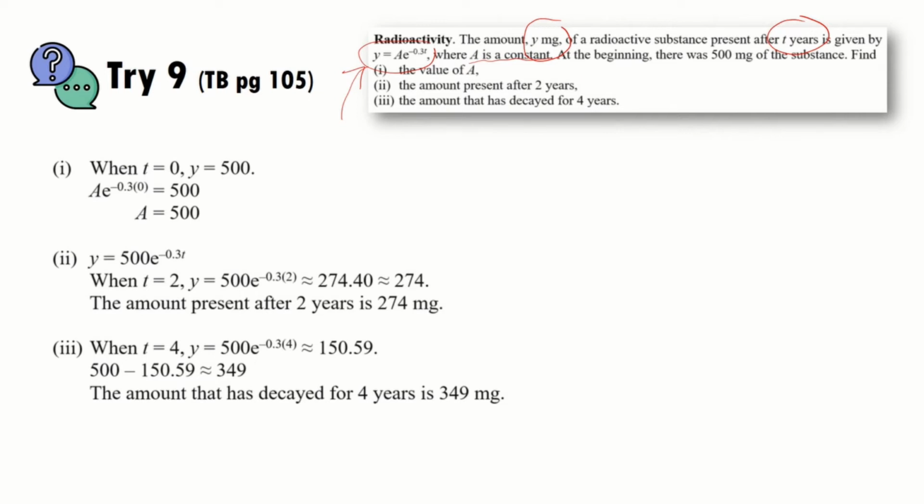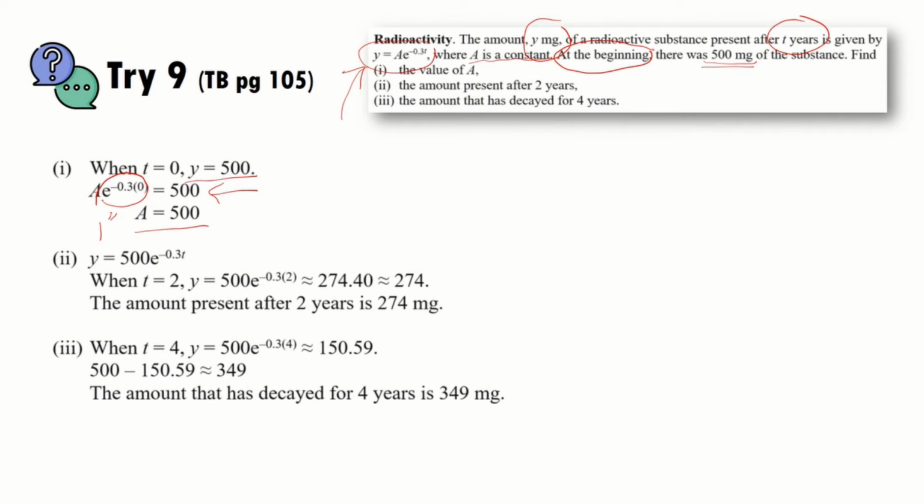So at the beginning, there were 500 milligrams of the substance. We want to first find out the value of a. To solve this, we need to recognize that at the beginning refers to t equals 0. So when we substitute t equals 0 and also y equals 500 milligrams, we would be getting this equation. Because e to the power of negative 3 times 0 is equal to 1, we are only left with a equals 500. That is how we find the value of a.